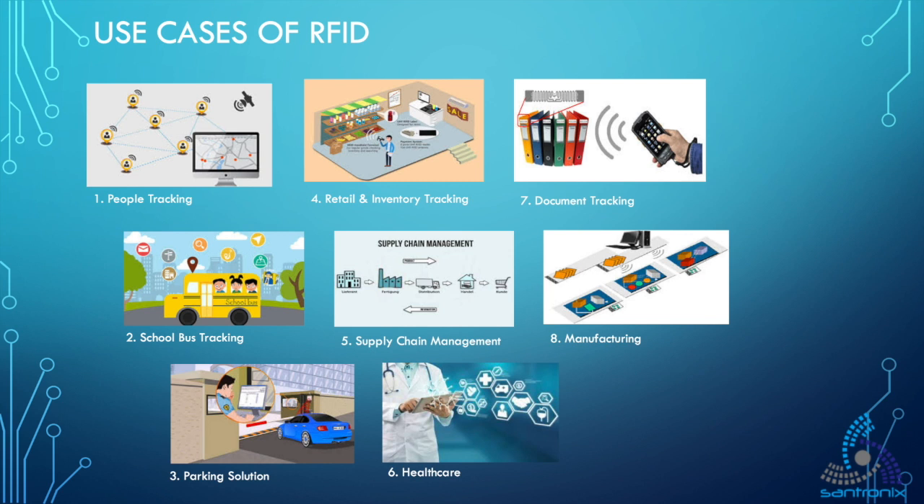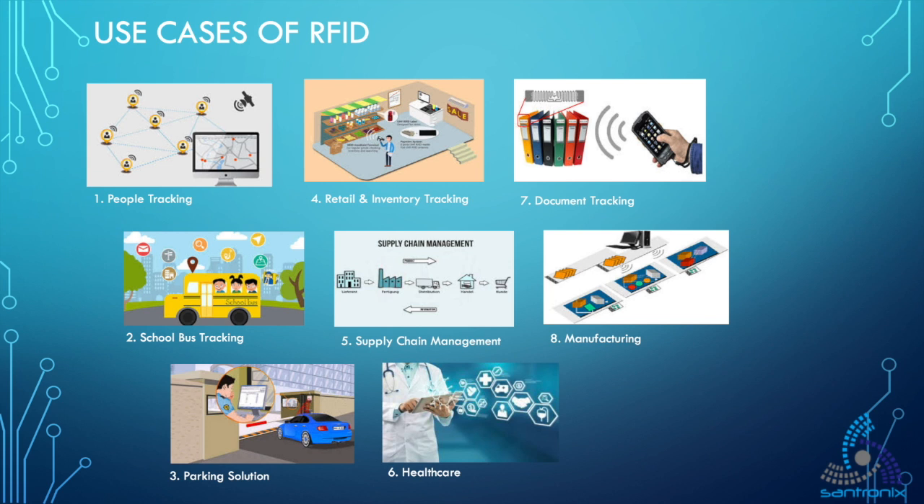Then school bus tracking is a good example, where each child can go along with an individual RFID tag, and the reader installed in the school bus can continuously track the presence of the kids. So they can also monitor where the kids are getting dropped off, and whether the kids are getting on board the bus or not. So everything in that solution.